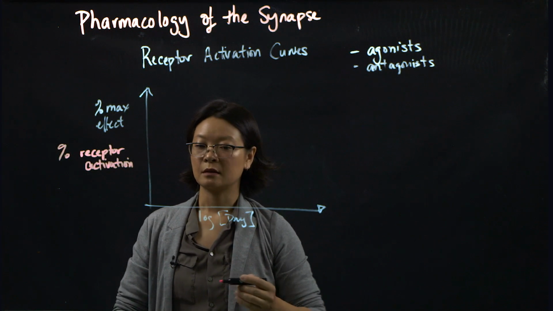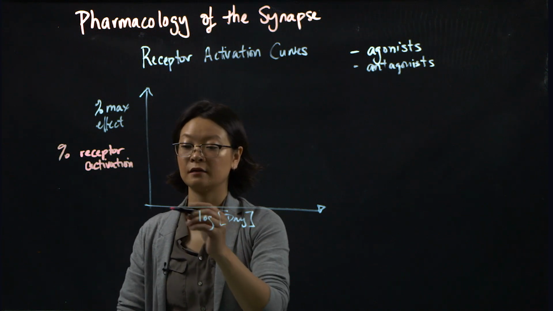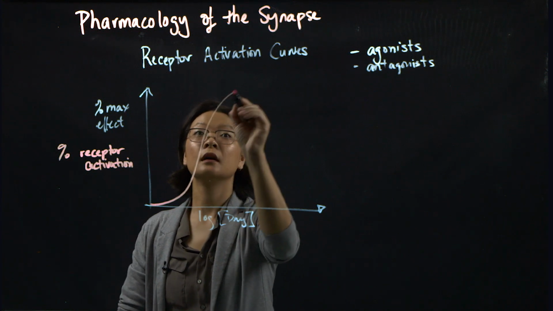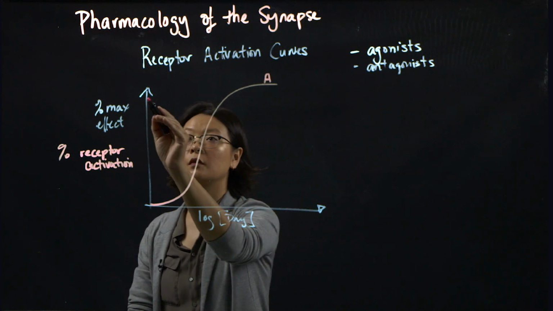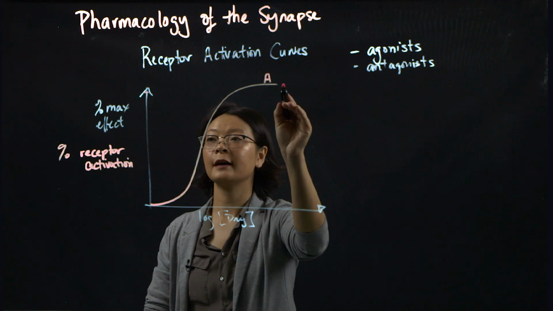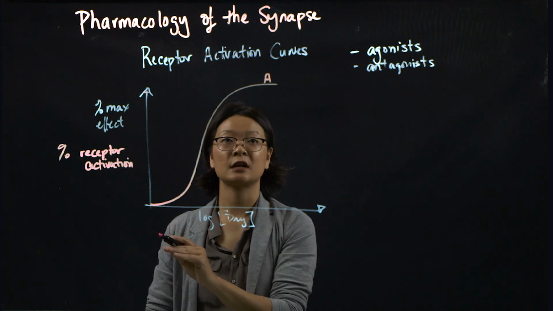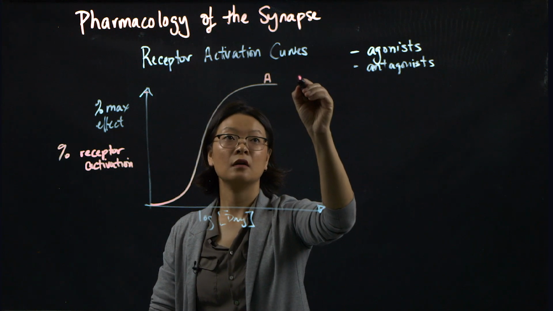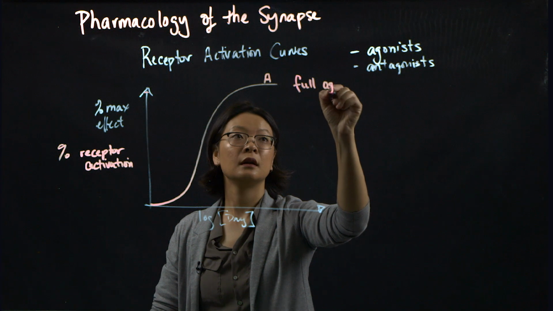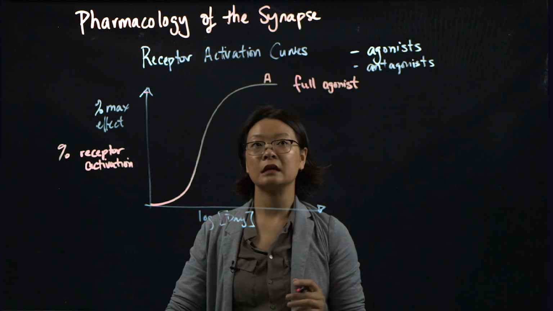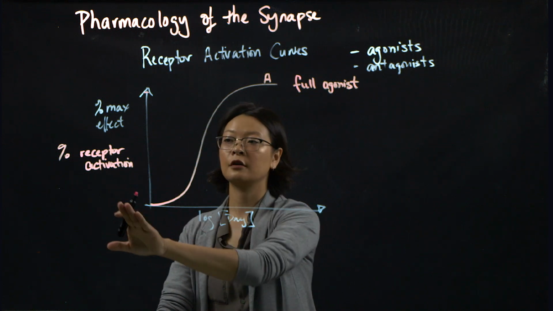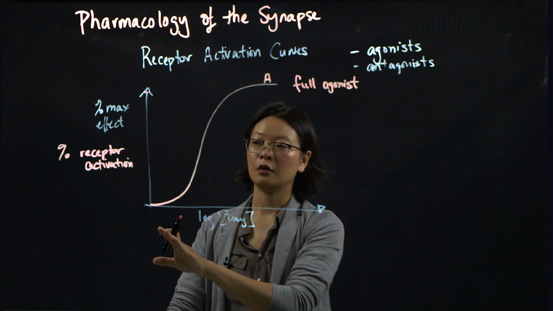So an agonist is something that causes the receptor to be activated. And again, here is drug A. It causes 100% maximum effect, 100% receptor activation. And this is called a full agonist. A full agonist is any drug that produces 100% or maximum receptor activation.